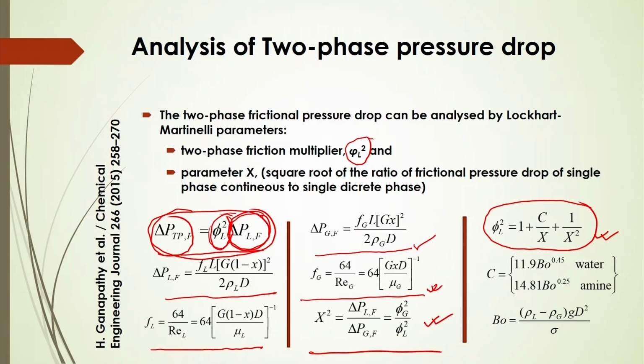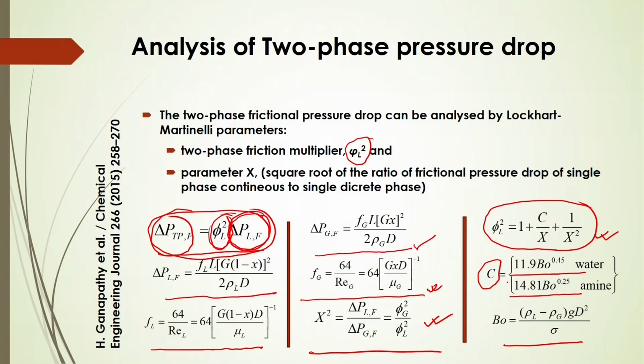Now, if you are considering water or amine flowing through the channel with air, then C can be calculated from this correlation here for water and this for amine. It is suggested by Ghanavati et al. in 2015, and they have published it in Chemical Engineering Journal. So, according to their correlation, you can easily calculate what should be the C.